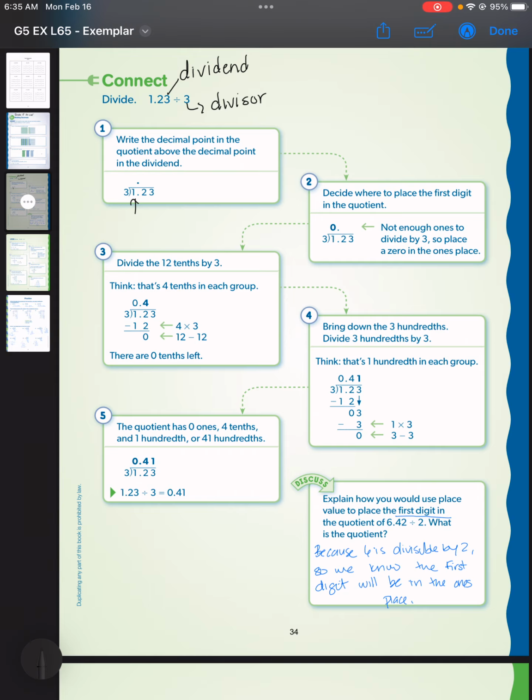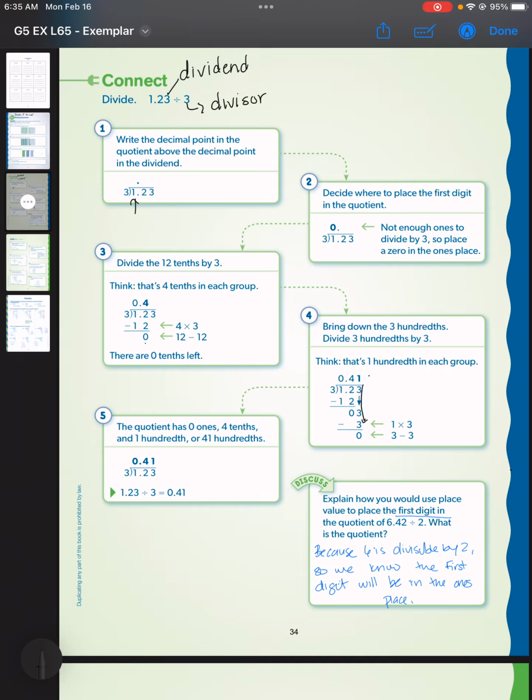I'm going to multiply 4 times 3. I get 12, and when I subtract, I get 0. I'm going to bring down that 3. And I'm going to ask myself how many 3s go into 3. That answer is 1. I'm going to multiply 1 times 3. Because 3, when I subtract, I get 0.